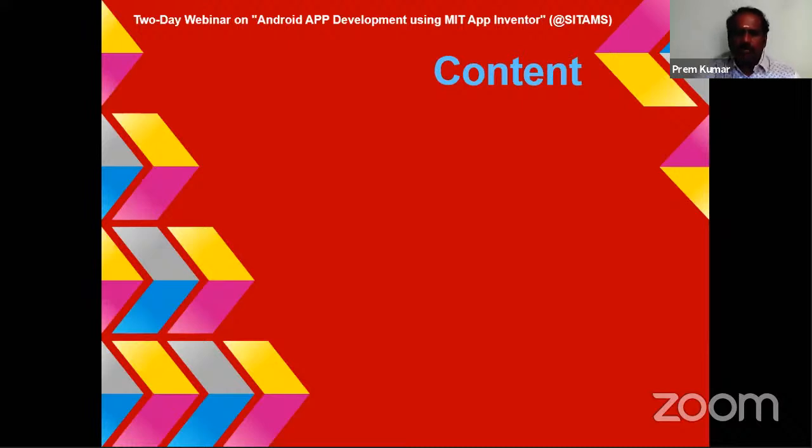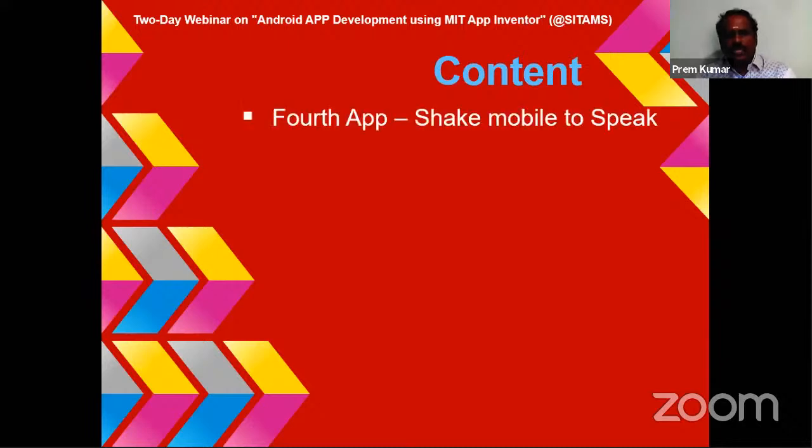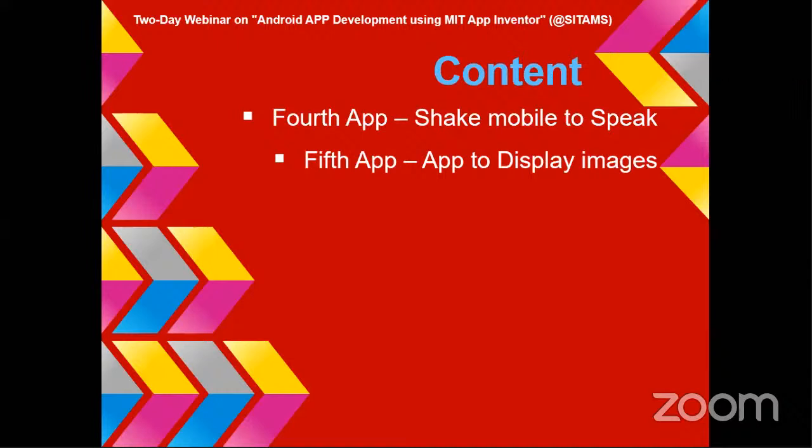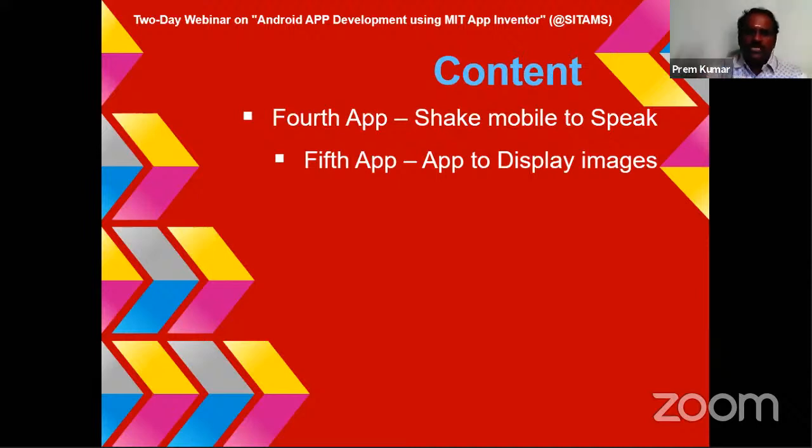Now we'll go for the 4th app. If you shake your mobile, it has to talk, it has to speak. Whatever you typed in your text box will be converted into speech when you shake your mobile, not by pressing the button. That is app number 4, and for that we are going to use the accelerometer sensor. App number 5 is going to be displaying images: how to move from one screen to another screen, and in a new screen I am going to fix a background as an image. How you are going to do that.